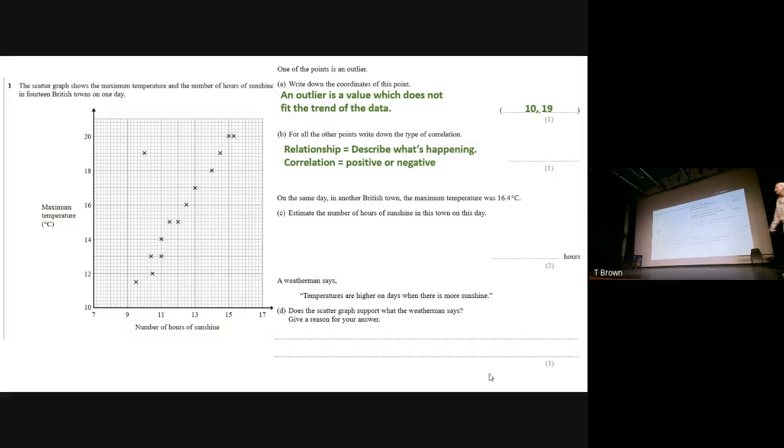Not accurate enough, okay? Every single time you see a scatter graph, draw a line of best fit. At some point, they're going to ask you to estimate and read off the graph, and we can't read off the scatter graph unless you've drawn a line of best fit. It should look something like that. Draw your line of best fit.